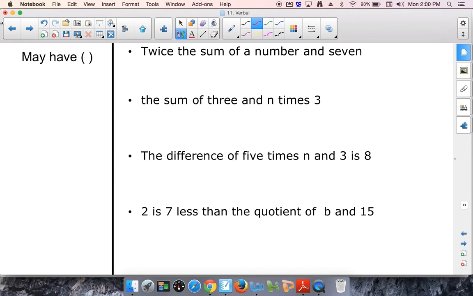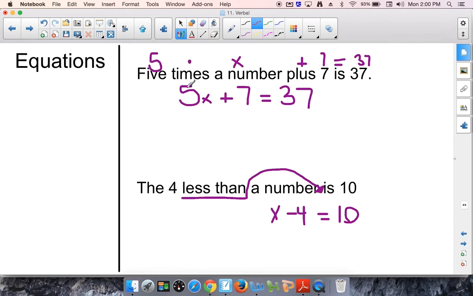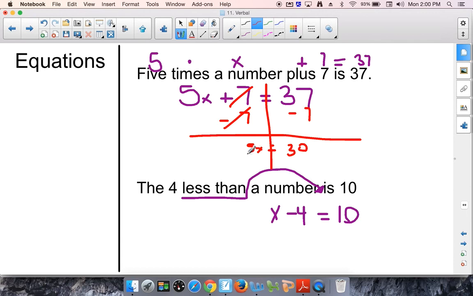The only difference now in the back of the worksheet is you will have some of these equations that you will need to write out and then remember how to solve. Subtract 7 on both sides. This would give me 30 equals 5x because these cancel. Divide both sides by 5. Cancels. And x equals 6. So in the back of the worksheet, you'll actually need to solve the equations.